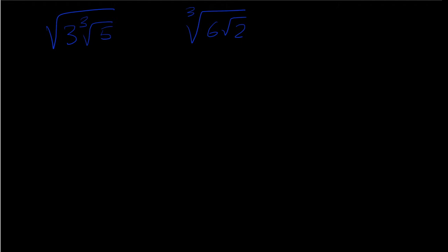Now the way to approach this is to think of a power as the least common multiple of 2 and 3. So we're going to be looking at the least common multiple of 2 and 3. And that's just going to be 6. So we're going to raise both sides to the 6th power.